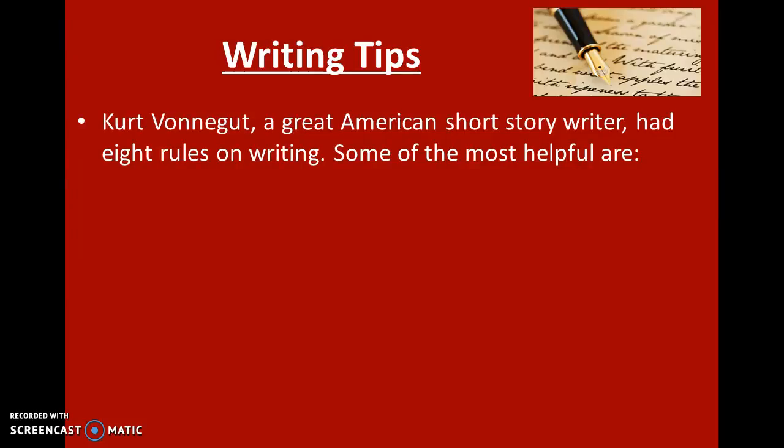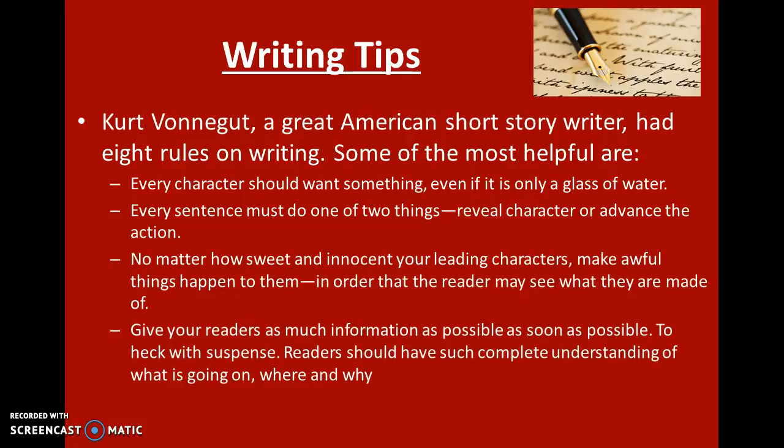Now, I'm not going to go through all 8, but I wanted to show and share with you some of the most helpful ones because I think that they will really give you some good solid support when you're writing. So the 4 rules that I've included are: every character should want something, even if it is only a glass of water. Every sentence must do one of 2 things: reveal character or advance the action. No matter how sweet and innocent your leading characters, make awful things happen to them in order that the reader may see what they are made of.